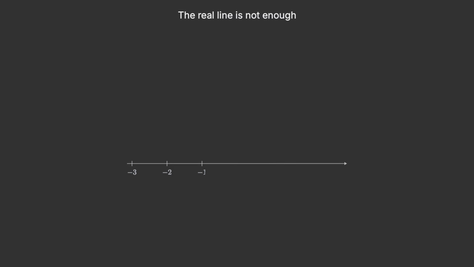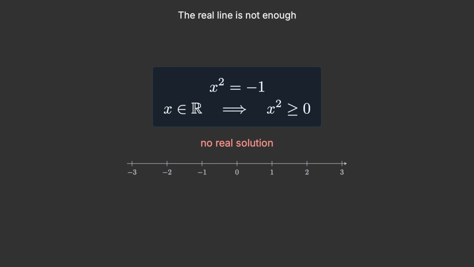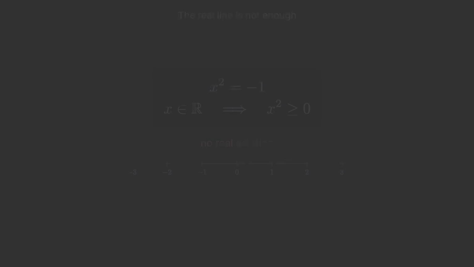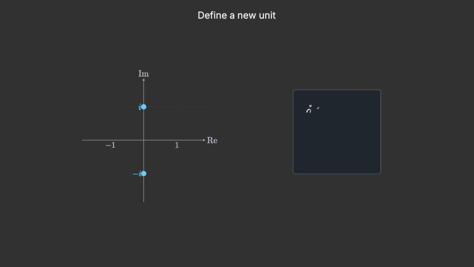Start from the equation x squared equals -1. No real number can solve it because every real square is 0 or positive, so the real line is not large enough. We introduce a new unit, the imaginary unit i, defined by one rule, i squared equals -1. Then the equation x squared equals -1 has two solutions, plus i and minus i.